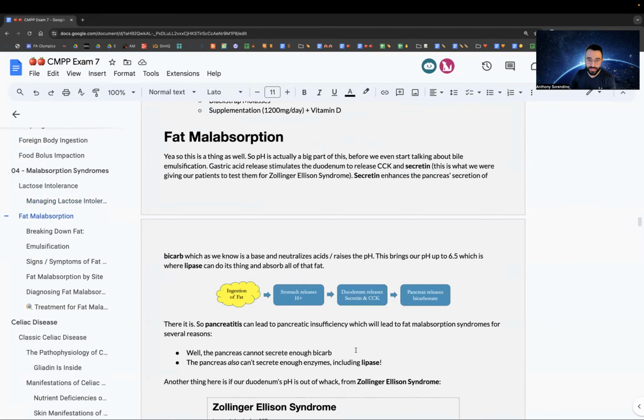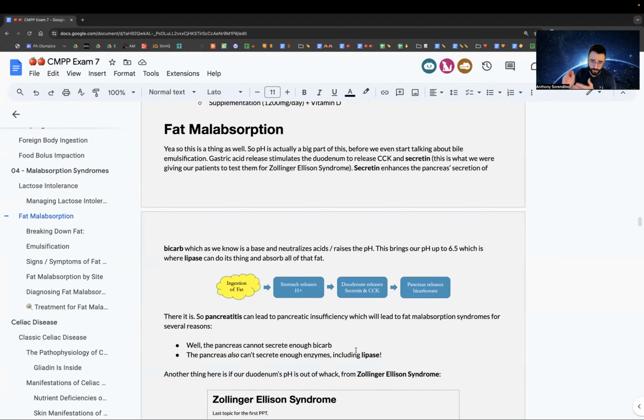So gastric acids, when we eat, gastric acid release stimulates the duodenum to release CCK and secretin. Remember, secretin is what we're giving our Zollinger-Ellison syndrome patients, and then the gastrinoma tumor is going to secrete all that gastrin. But secretin by itself, and we talked about this earlier, enhances the pancreas's secretion of bicarb, which we know is a base and neutralizes the acid. It raises the pH, okay? It brings the pH up to 6.5, which is where lipase can do its thing and absorb all of the fat.